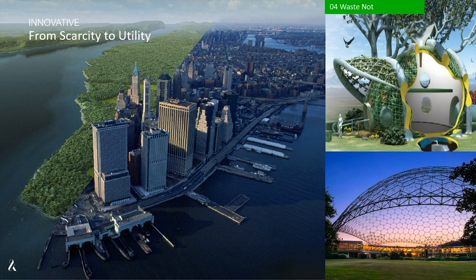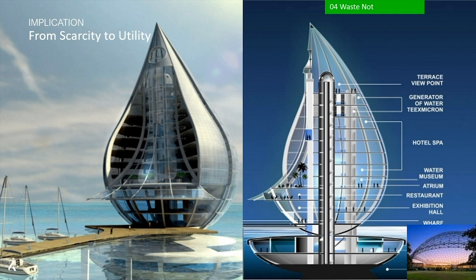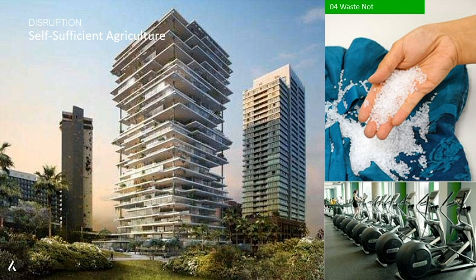So what we do is we design for both scarcity and utility. Here, for example, is a design for a Saudi location that will regenerate water systems through the design of the building itself. There's also, for example, urban gardens that are taking place in vertical structures.